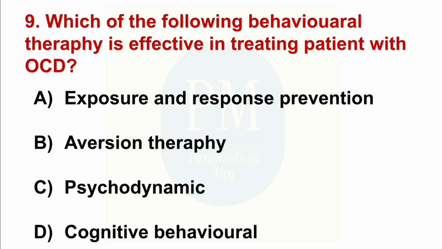Which of the following behavioral therapy is effective in treating patient with OCD? Option A: exposure and response prevention. Option B: aversion therapy. Option C: psychodynamic. Option D: cognitive behavioral. The correct option is option A: exposure and response prevention.